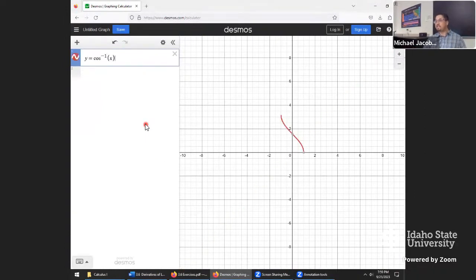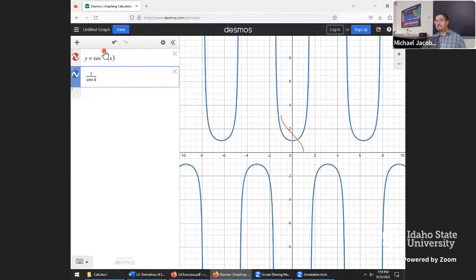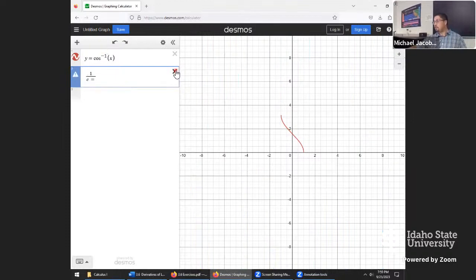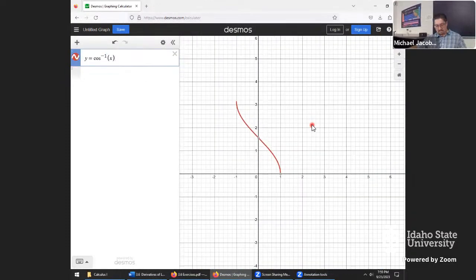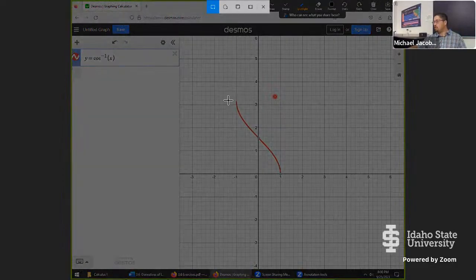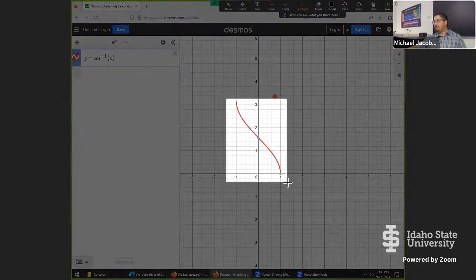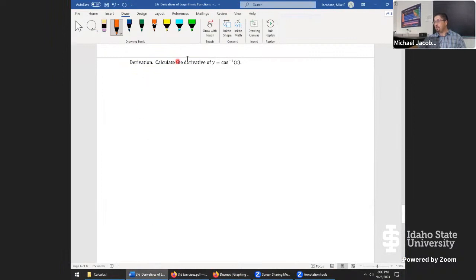So there's cosine inverse x. Now keep in mind that inverse is a true inverse function. It's not an exponent. 1 over cosine x is the secant function. It looks way, way different. So there's our secant function. Or excuse me, there's our cosine inverse function. Let's drop it on the notes.